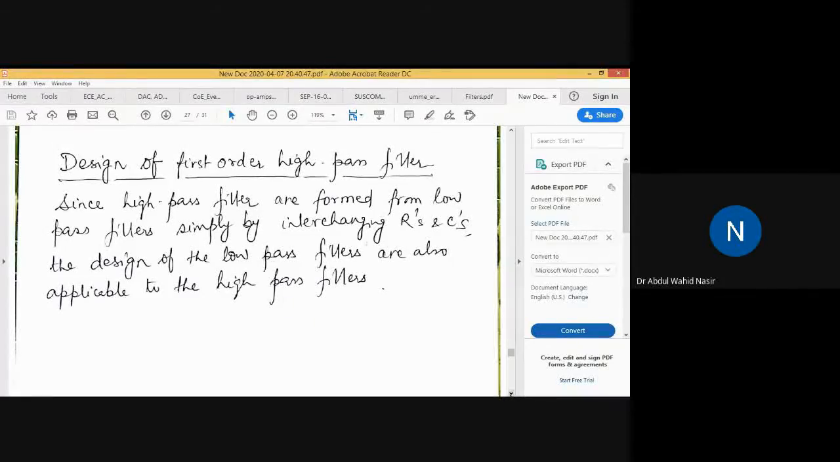So first of all, we'll see the design of a first order high pass filter. Since high pass filters are formed from low pass filters simply by interchanging R and C, that is, resistors and capacitors, the design of the low pass filter is also applicable to the high pass filter. Whatever design criteria and steps we follow for designing the low pass filter, we will follow the same for the high pass filter. Only the thing is that whatever values we get for R and C will be the same. Only we change the place of R and C. Okay, clear.